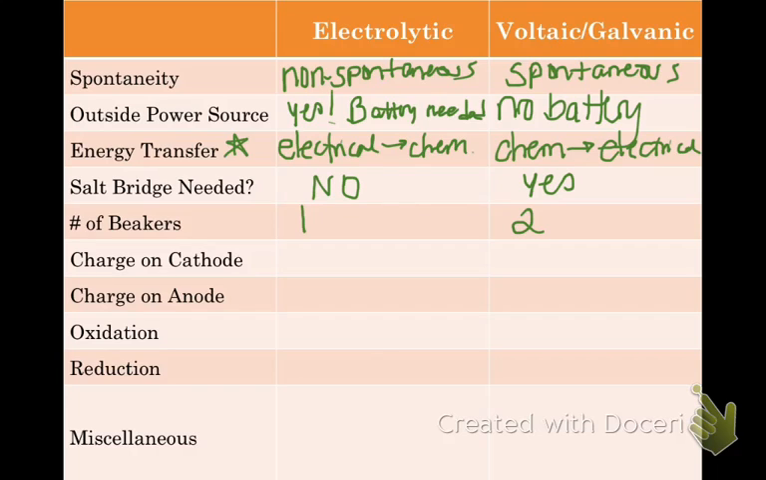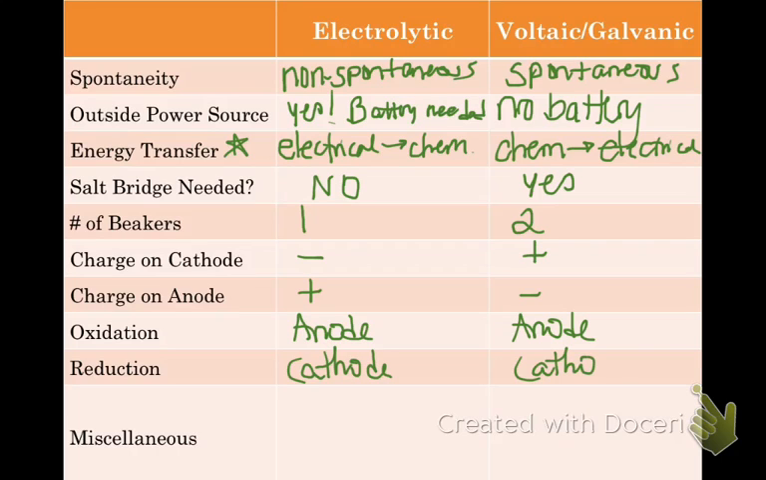The charge on the cathode, we'll do voltaic versus electrolytic. For voltaic and galvanic, these are normal: what we normally think, cathode is positive, anode is negative. It's the opposite for electrolytic. So the cathode is going to be negative for an electrolytic and positive anode on the electrolytic. Oxidation still occurs at the anode on both of them. Reduction occurs at the cathode on both of them. Electrons flow still from the anode to the cathode.